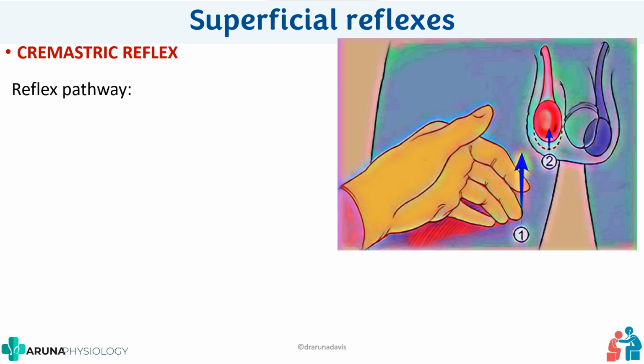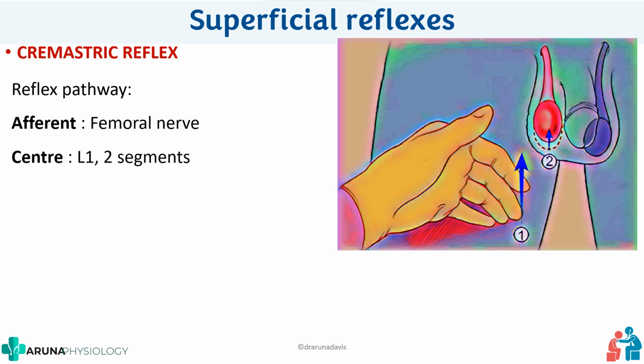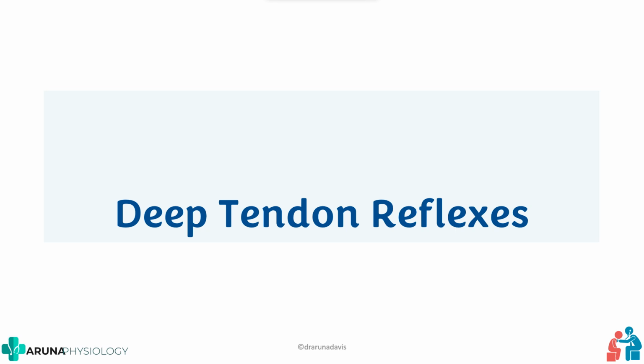So here again the reflex pathway is: the afferent is the femoral nerve, the center is the L1 L2 segment, the efferent is the genitofemoral nerve. Okay, so that will complete our superficial reflexes. So we've seen the corneal, the conjunctival, the palatal, pharyngeal, the abdominal, plantar and cremasteric reflex. Okay. So now we'll move on to the deep tendon reflexes.